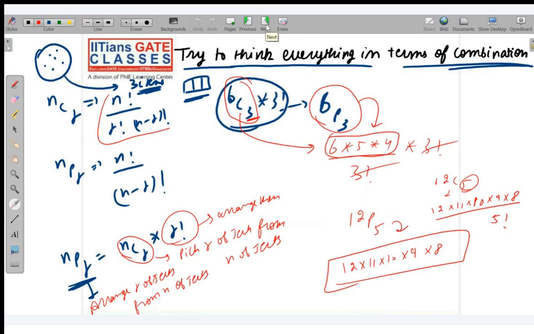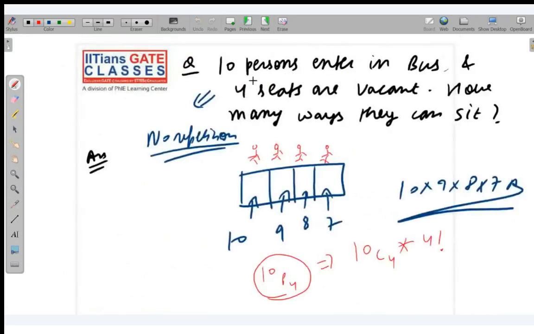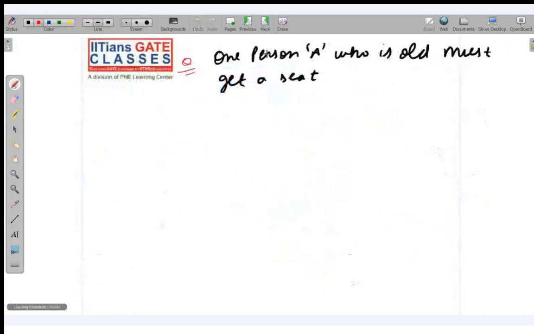Any doubt? Okay. So now the question is, one person A who is old must get a seat. I have just continued it. So 10 persons enter in a bus. 4 seats are vacant. How many ways can they sit, such that one person A who is old must get a seat?